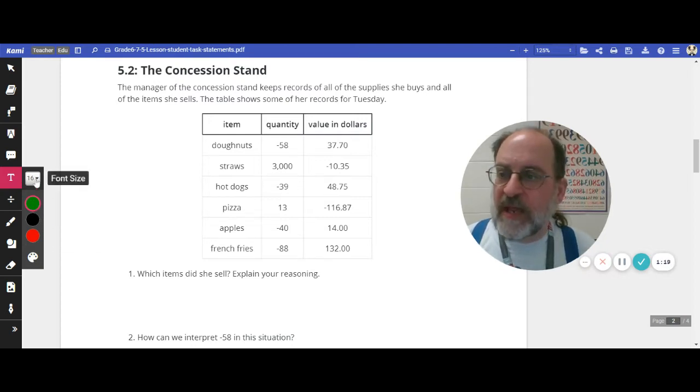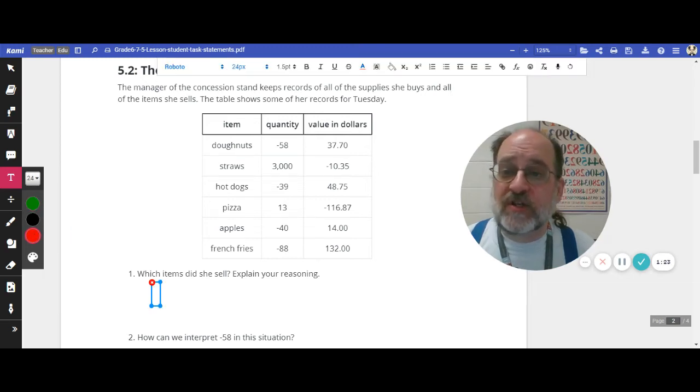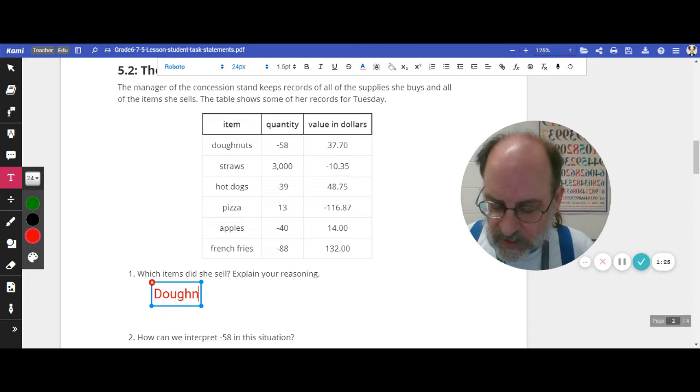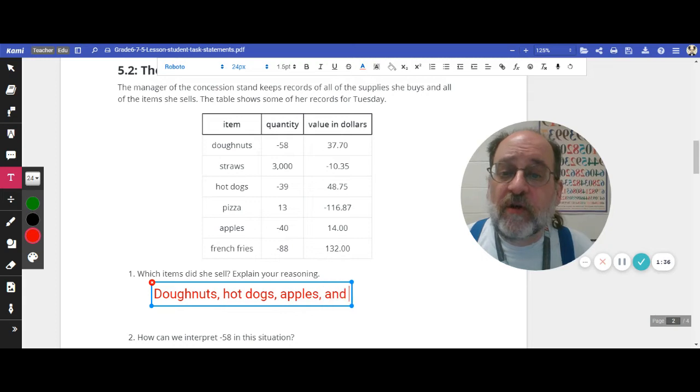So when I'm talking about my answers here, I want to talk about which items does she sell. Well, it looks like she sold donuts. That has a negative quantity. Hot dogs, apples, and French fries.